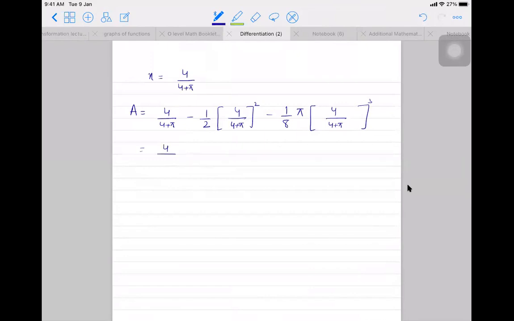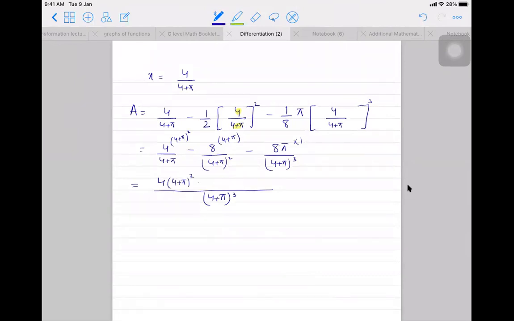So 4 upon 4 plus pi minus, the numerator is also going to be squared up and the denominator is also going to be squared up. 4 squared is 16. 16 divided by 2 is 8. 8 over 4 plus pi, the whole thing squared. 4 cube is 64. 64 over 8 is 8. So this is going to be 8 pi upon 4 plus pi cube. If I make the denominators common, I'm going to get 4 plus pi cube. I'll have to multiply this with 4 plus pi square. This is going to be multiplied with 4 plus pi, and this is going to be multiplied by 1. So 4 times 4 plus pi square minus 8 times 4 plus pi minus 8 pi.